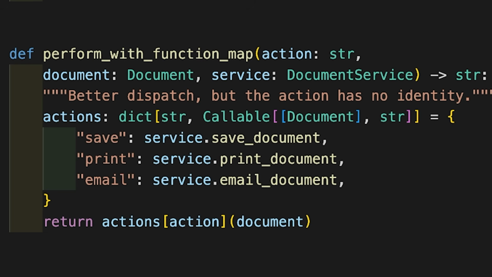At first glance, this feels flexible. We separated selection from execution, and that already is an improvement over a giant conditional. But we also stripped away something profound and important: identity. These actions now just are naked functions in a lookup table. And once behavior loses identity, the system becomes much harder to reason about.